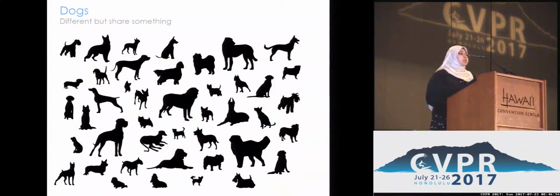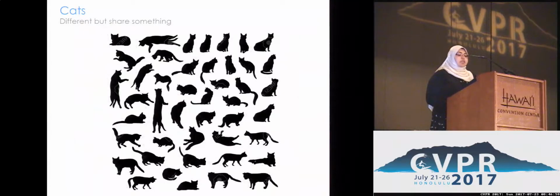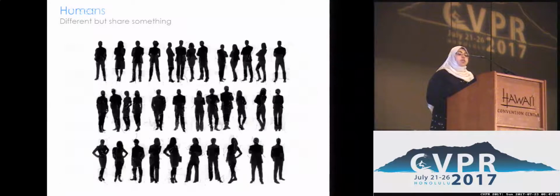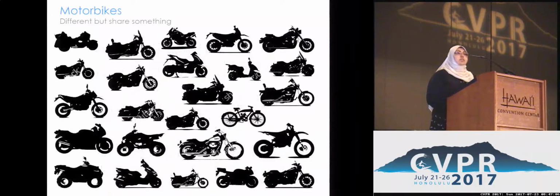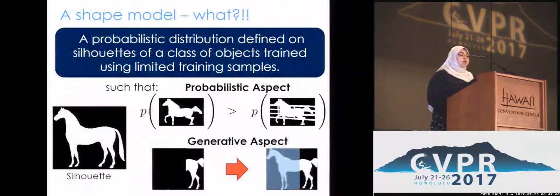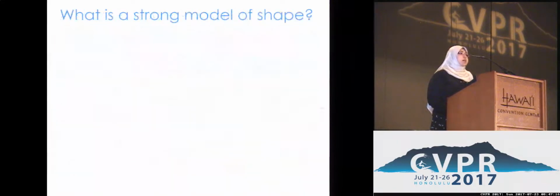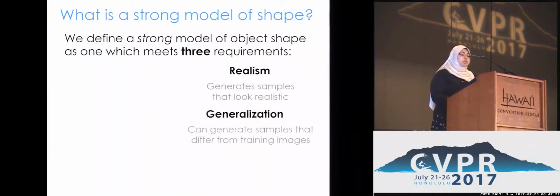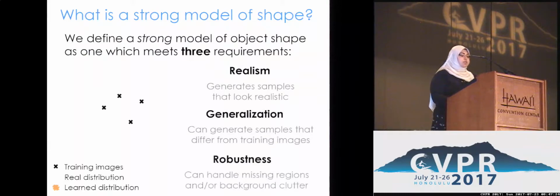Well, the premise here is that different objects from the same class attain clear differences with respect to their shapes. However, they share typical characteristics that stem from the underlying generative process involved in their formation. This premise motivates learning probability distribution patterns from a shape population by modeling the distribution from IID samples. A strong shape model should balance the trade-off between three requirements: realism, generalization, and robustness.